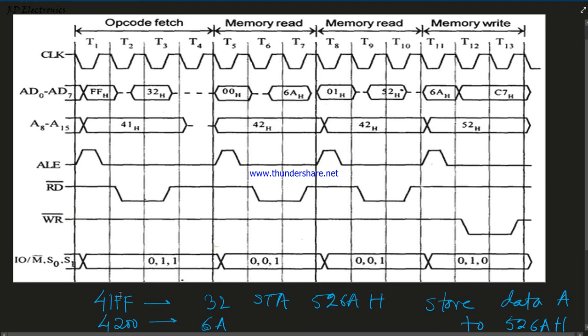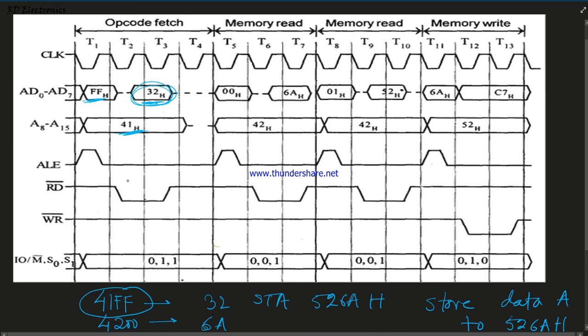Why is this FF? Because this is 41FF. Just follow my cursor. This 41FF: the lower address byte is stored in this location, and in the higher memory address the content is 41 hex. The data, that means this data, is an opcode, 32, which is the hex code of the STA instruction, executed in the T2 to T3 machine cycle. After this T3 there is no operation performed.